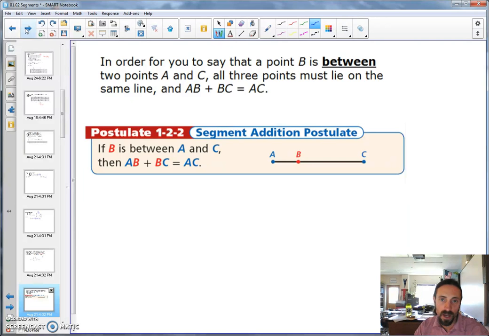Segment addition. In order for you to say that a point is between two other points, all 3 points must be on the same line. What do you call it when all 3 points are on the same line? Collinear.